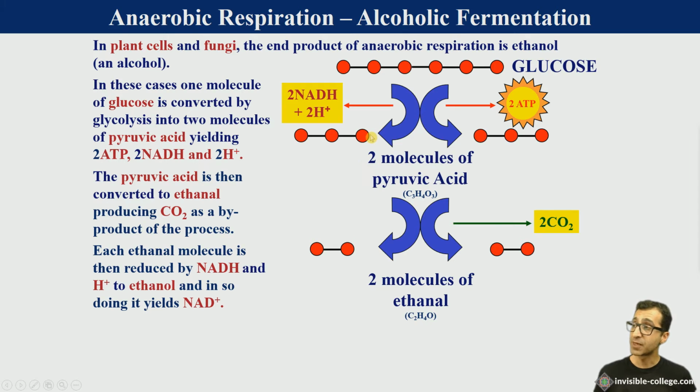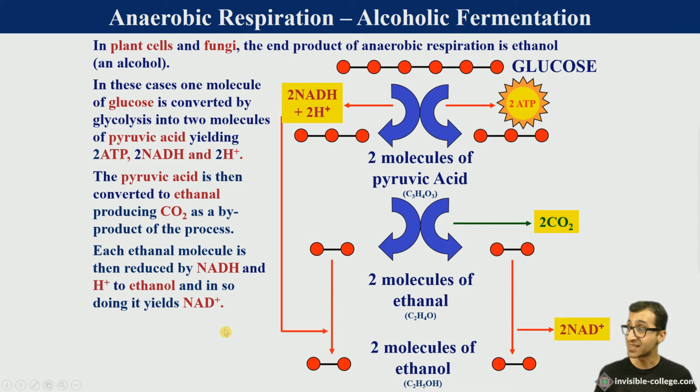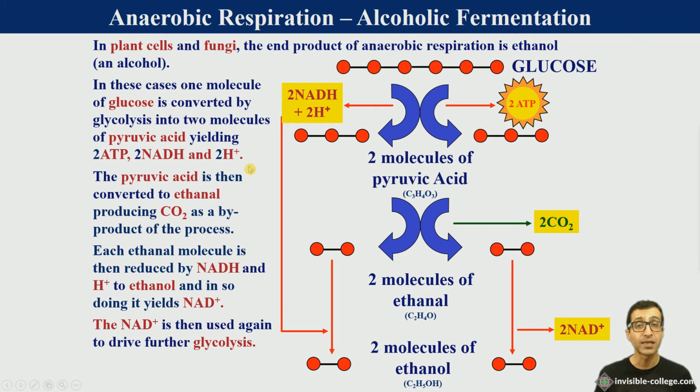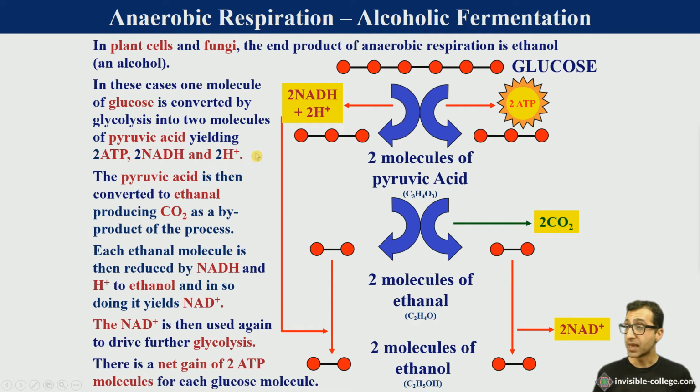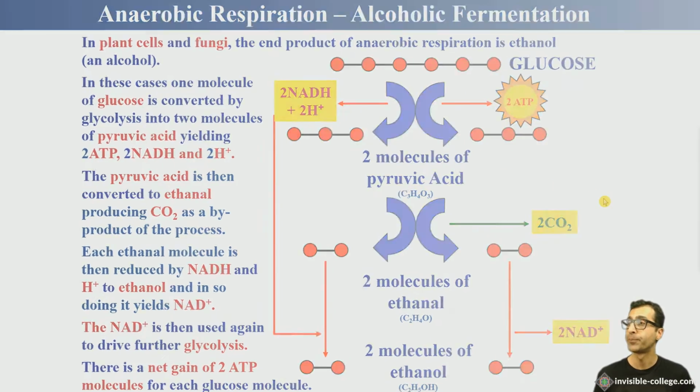Now the reason for this is because we're starting with a 3-carbon compound and we're ending with a 2-carbon compound, and this is where the CO2 comes from. Now each ethanal molecule is then reduced further by NADH and protons to form ethanol, and in doing this, this yields NAD+. Now the NAD+ produced by this is then cycled back and used again in glycolysis. So during this entire process of alcoholic fermentation, there is a net gain of 2 ATP molecules per glucose molecule.